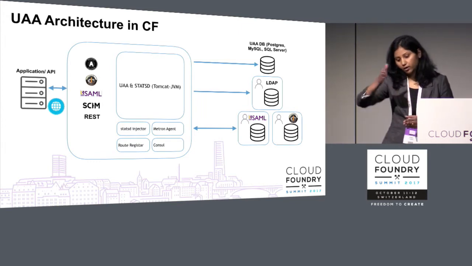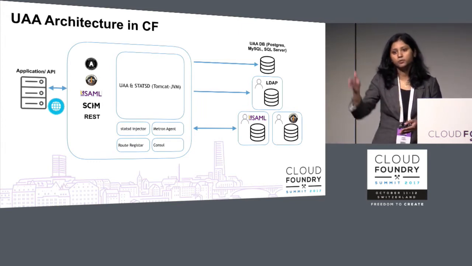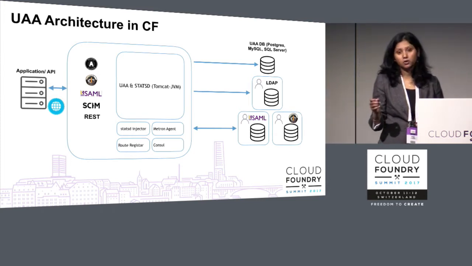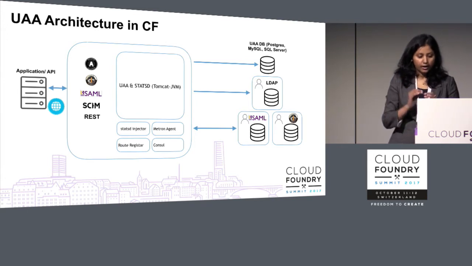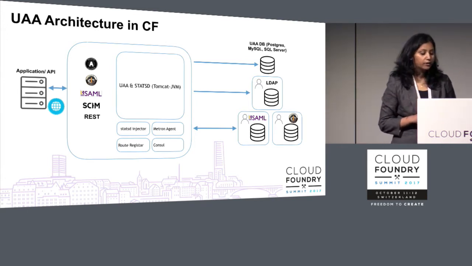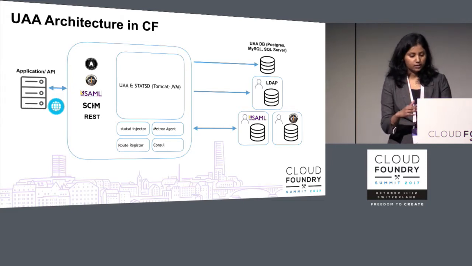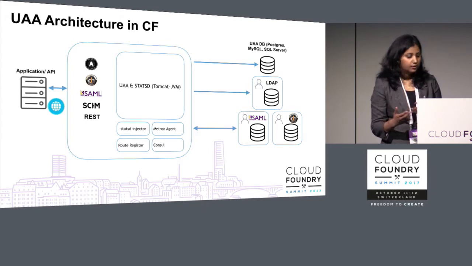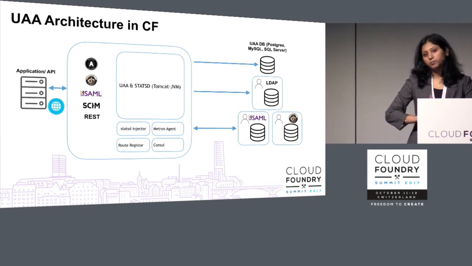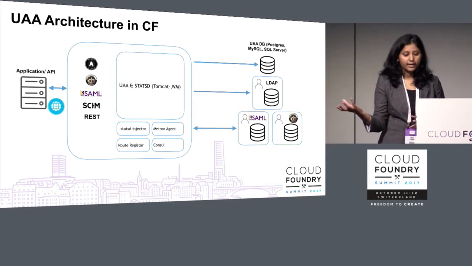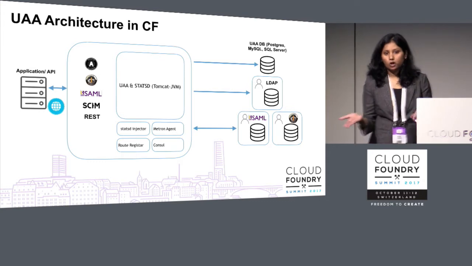But alongside UAA, within the same Tomcat process, there is something called StatsD, and it is responsible for metrics. So the metrics that UAA emits are encapsulated and routed via the StatsD component. An extension to this metrics collection, there are two other jobs. There is the StatsD injector and the Metron agent, which collectively are pushing the metrics out of UAA into a collection point, which is governed by the log aggregator architecture.